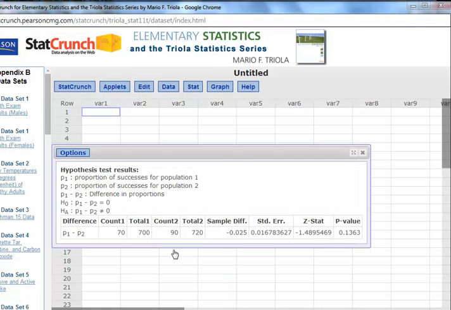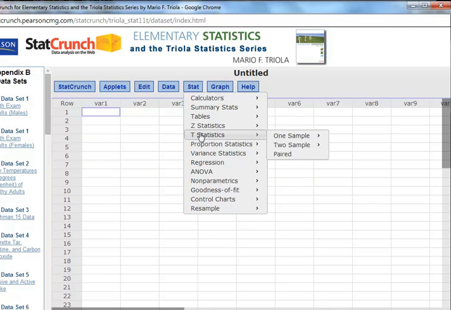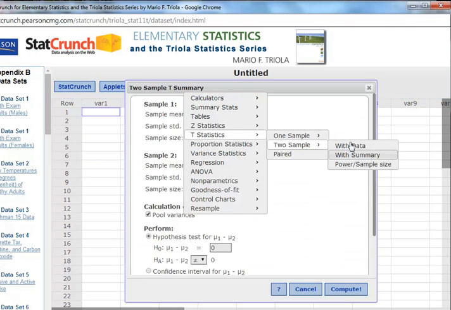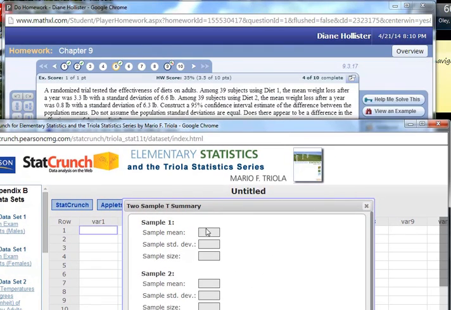So again, we're going to click on StatCrunch. This time we're looking at a two-sample t-test. So we're going to enter the data into those boxes. So the first one, the sample mean was 3.3, the standard deviation 6.6, 39 people participated. The second one, 0.8, standard deviation 6.3, 39 people participated, and they want to find the 95% confidence interval.